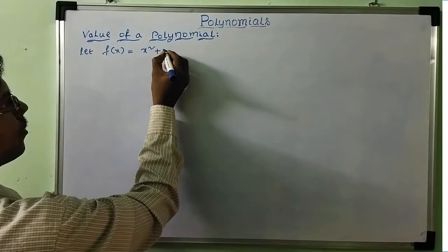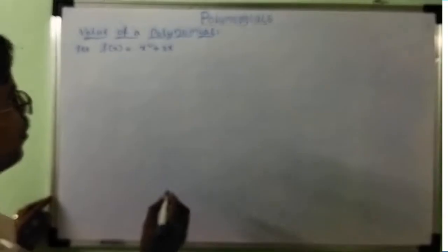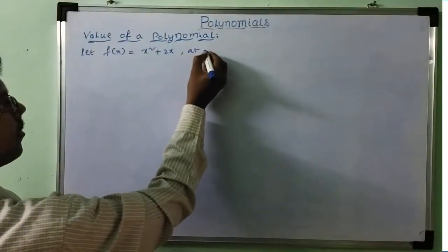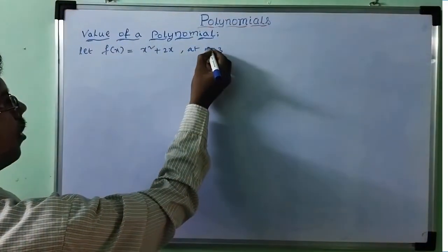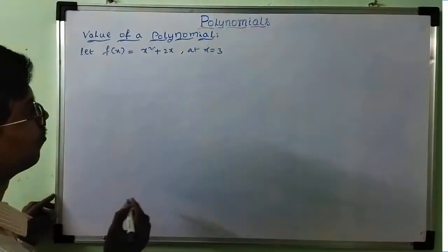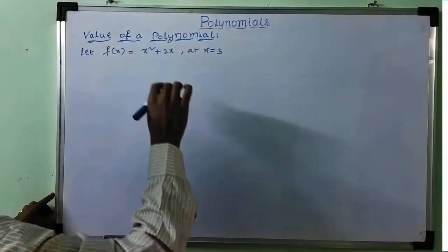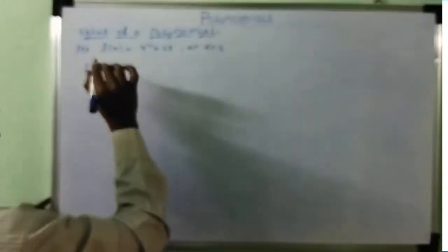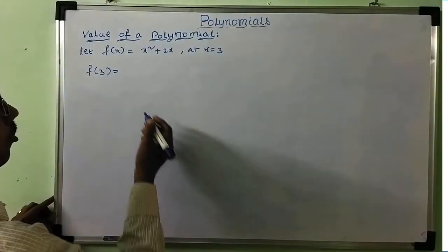If there is a polynomial, let f of x equal x square plus 2x. Find the value of this polynomial at x equal to 3. How to find the value of this polynomial at x equal to 3? The value of the polynomial at x equal to 3 is f of 3 only. That is, f of 3 equals, in the place of x I am substituting 3, then we can get the value of the polynomial.